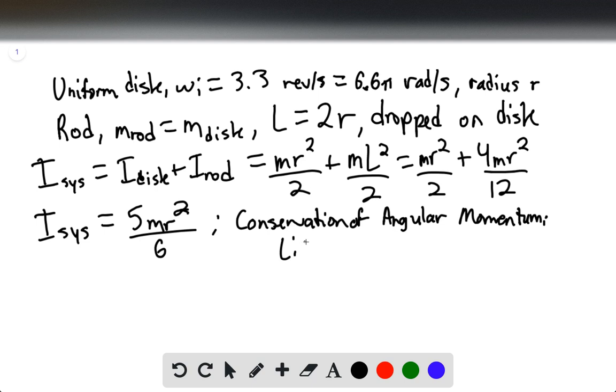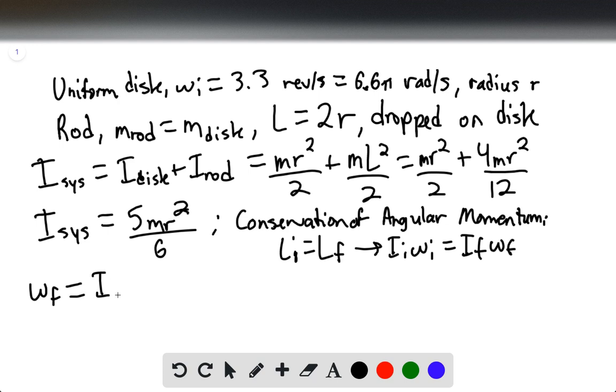Now, the conservation of angular momentum states that L initial equals L final. So that means that I initial omega initial equals I final omega final. This is simply the formula for angular momentum. So the final angular velocity would equal the initial moment of inertia times the initial angular velocity divided by the final moment of inertia.